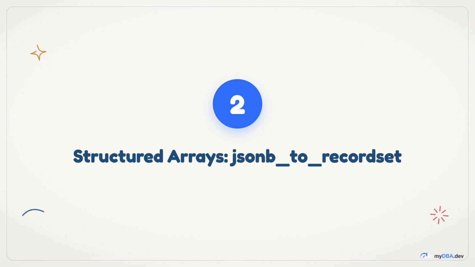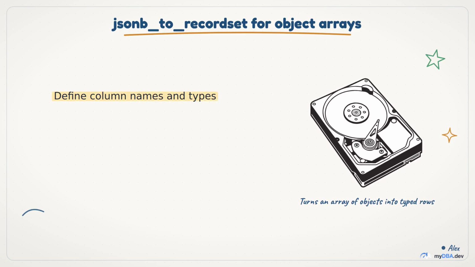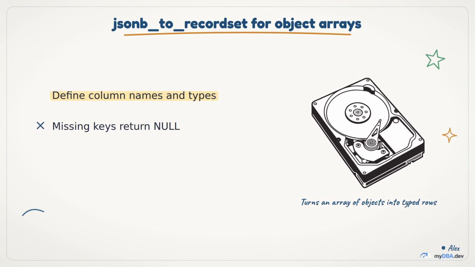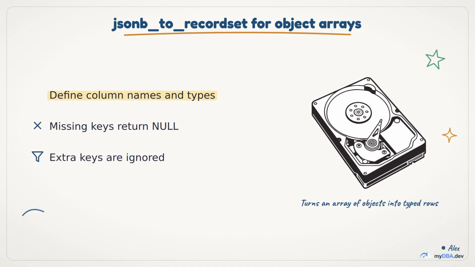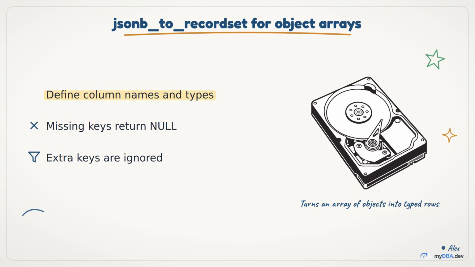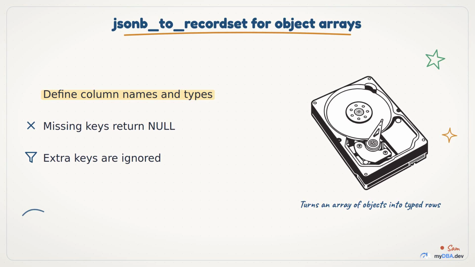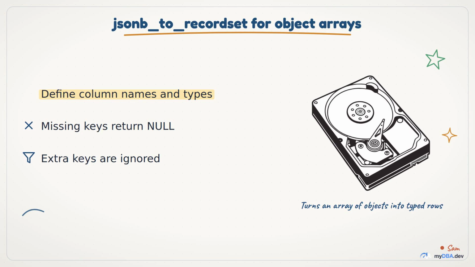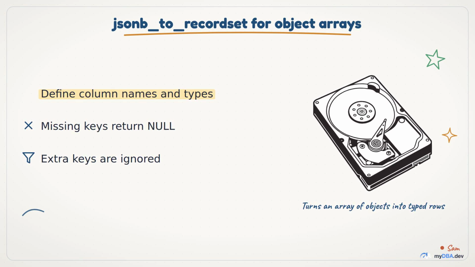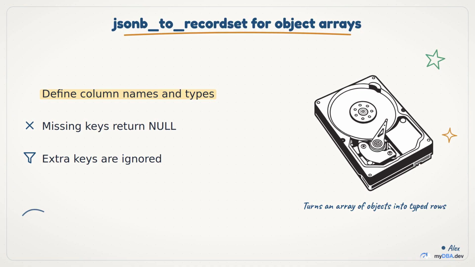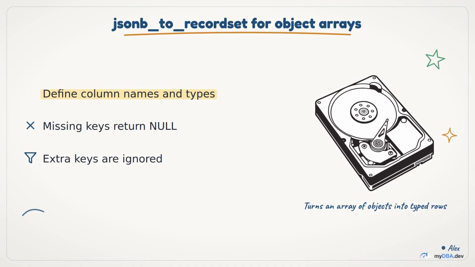Okay, when your array holds objects with known keys, jsonb_to_recordset is what you want. It expands the outermost JSONB array of objects to a set of rows, and you specify the column names and types. jsonb_to_recordset expects an array of JSONB objects, and you tell it which keys to extract as columns, plus their types. It's basically schema on read for JSONB. Right? And if a key is missing in one of the objects, you just get null for that row. If there's an extra key that's not in your column list, Postgres ignores it.